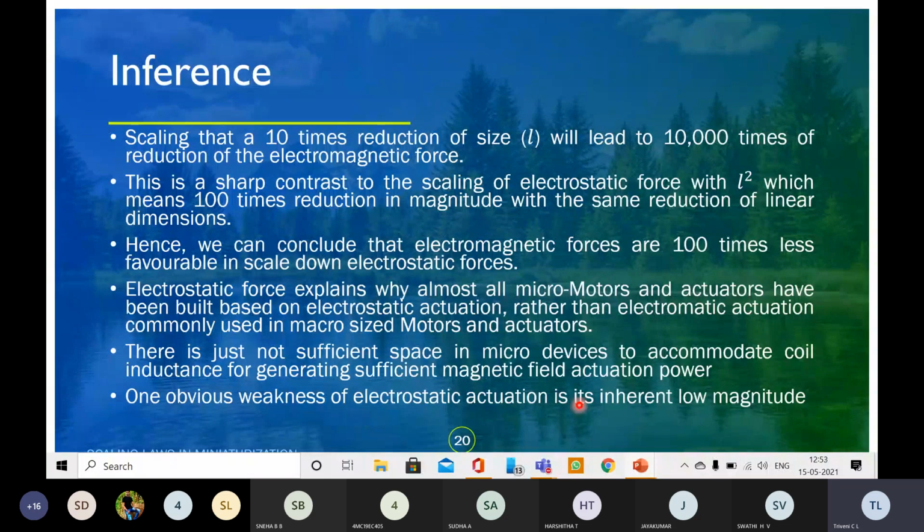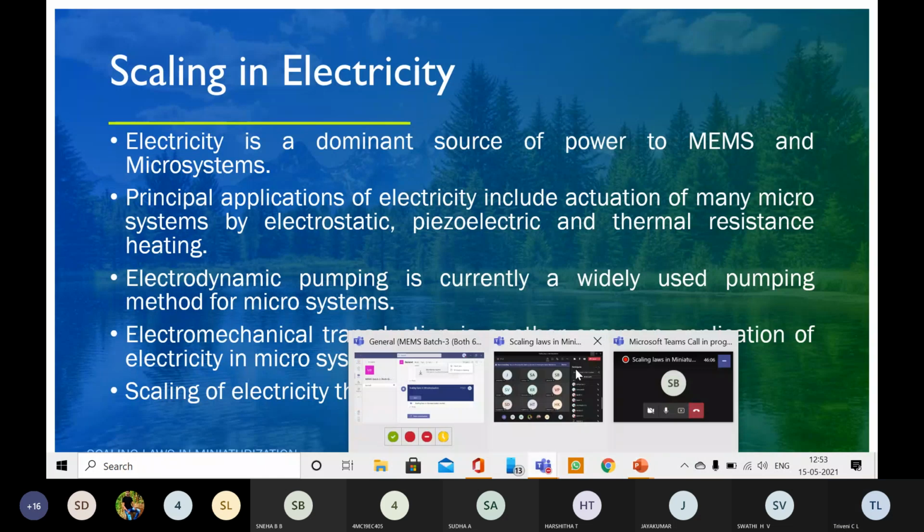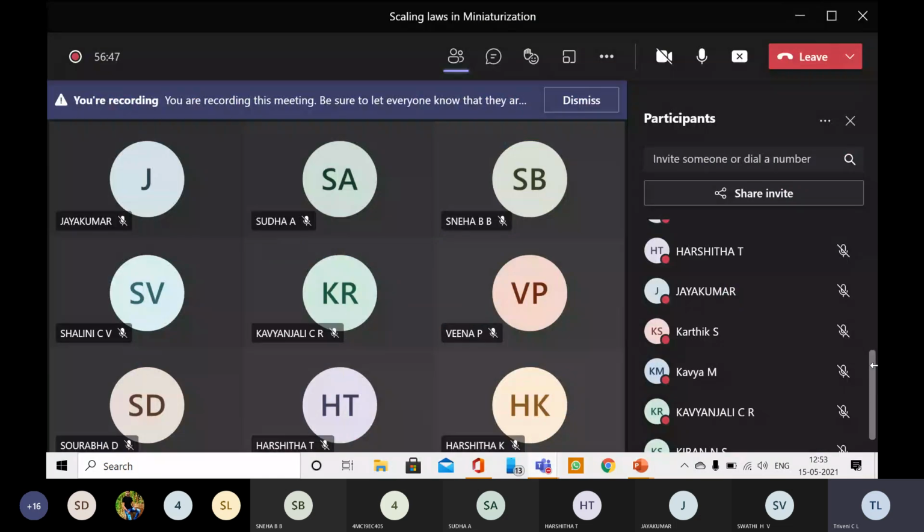So this is about scaling in electromagnetic forces here. I hope you have understood.